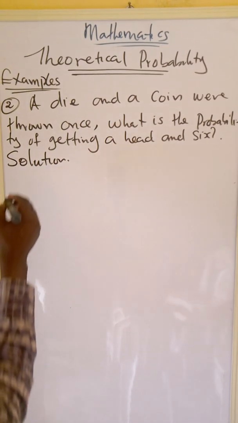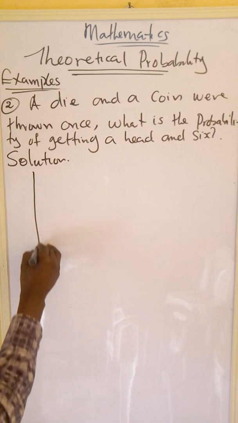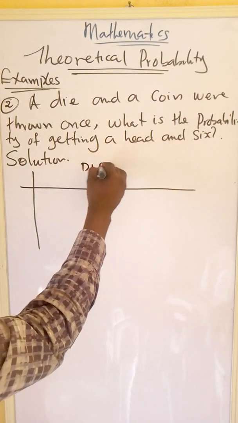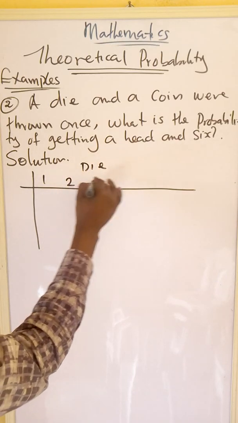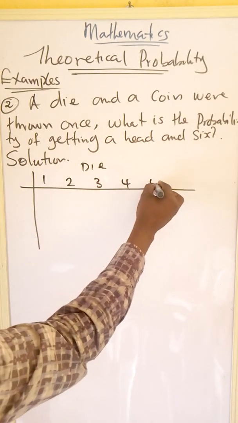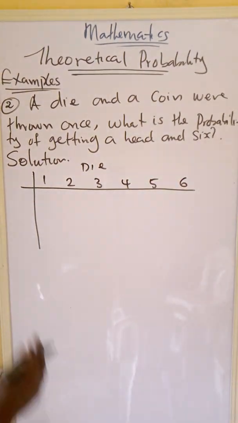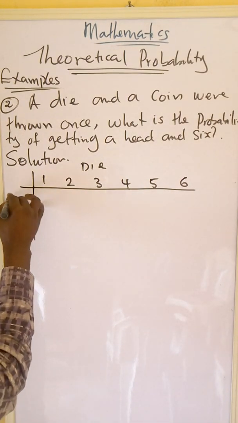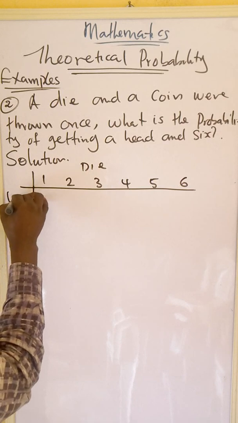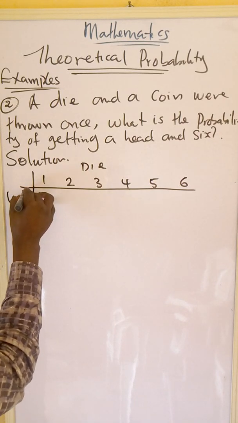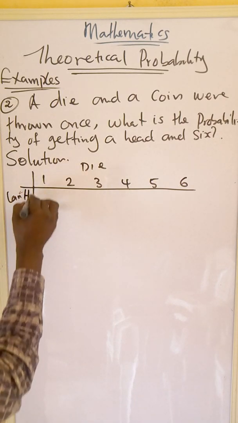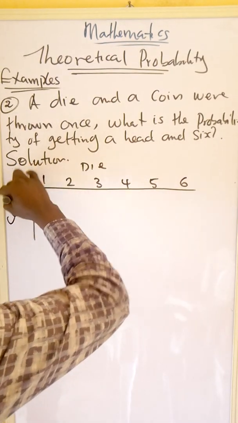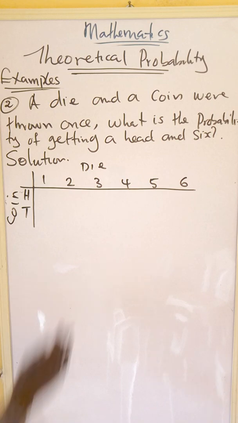Let me draw this like this. This place is for the die. A die has 1, 2, 3, 4, 5, 6, so the die contains 6 spaces. Then the coin. Here is the coin. A coin contains a head and a tail.